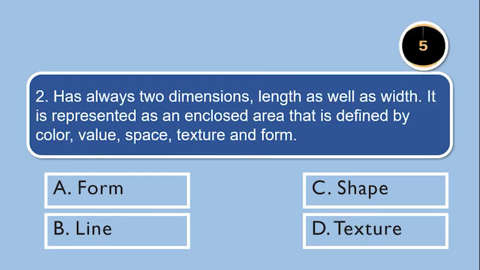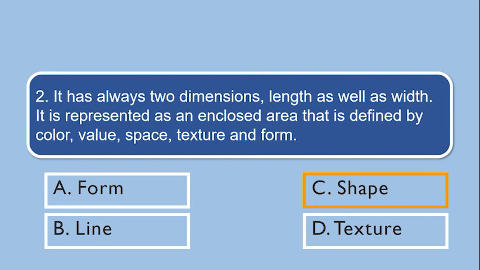Let's have number 2. Has always 2 dimensions, length as well as width. It is represented as an enclosed area that is defined by color, value, space, texture, and form. Is it form, line, shape, or texture? You have 5 seconds. Time is up. The answer is? That is shape. Shall we proceed to the next item?